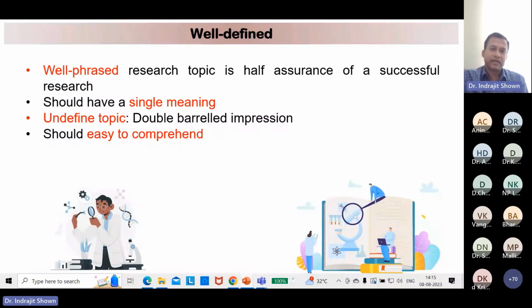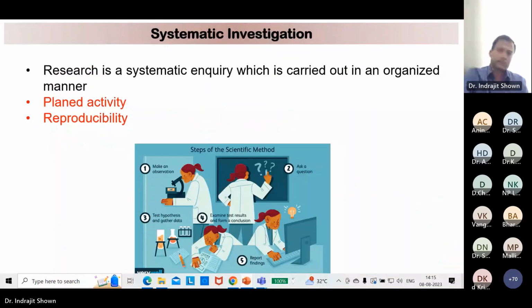And then another important point regarding this is that it should be easy to comprehend. Otherwise, you cannot proceed, because if you don't give it one single meaning and define it in a better way, or well phrase that topic, how will you start writing it up?